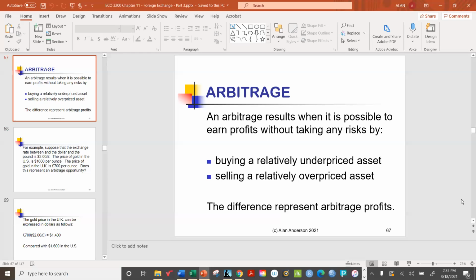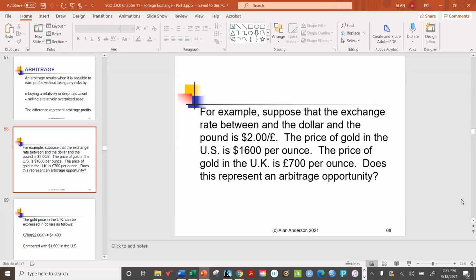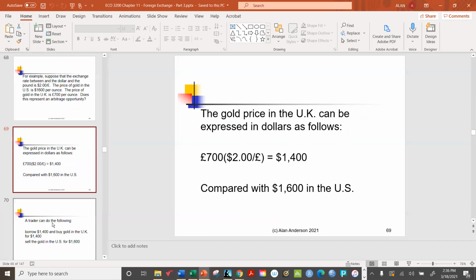So as our example, we looked at a case where the exchange rate between the dollar and the pound is $2 per pound. And we found that the price of gold in the United States is $1,600 per ounce, while in the UK, it is £700 per ounce. And the question becomes, does that mean that we have an arbitrage opportunity in front of us? And the answer is yes. And here's why. Because when you convert the pound price of gold into dollars, you can easily see the price of gold is only $1,400 an ounce in England versus $1,600 in the United States.